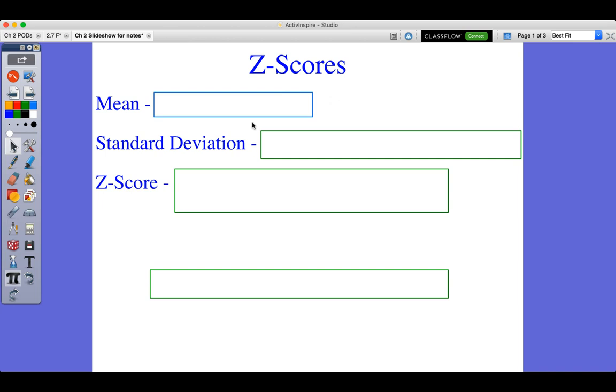All right, folks. So I want to keep this short and sweet. I want to give you the big idea of what a z-score is, and then get to a quick example, and then you can try it on your homework.